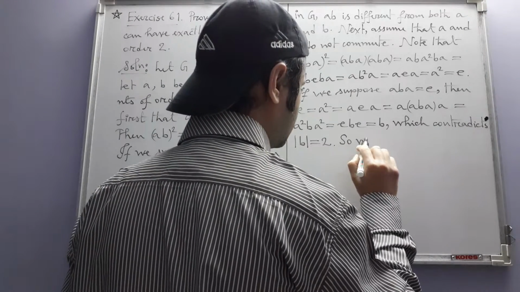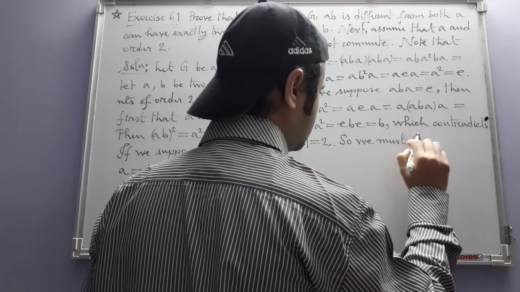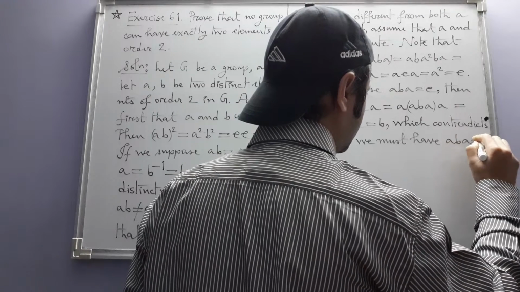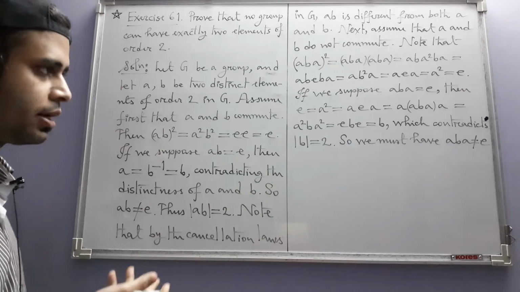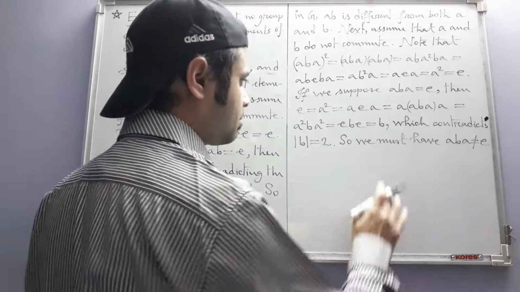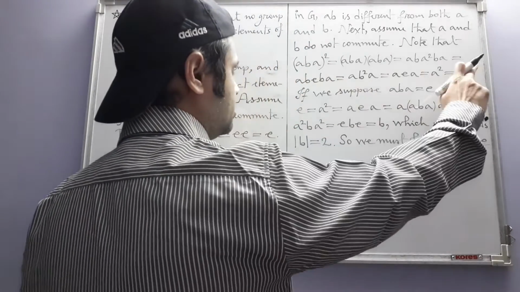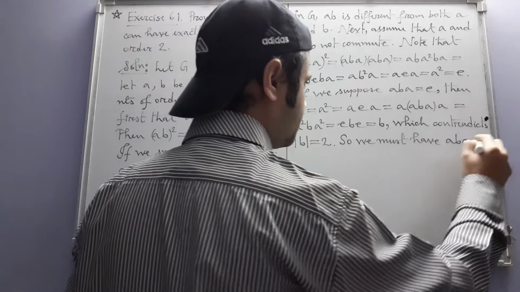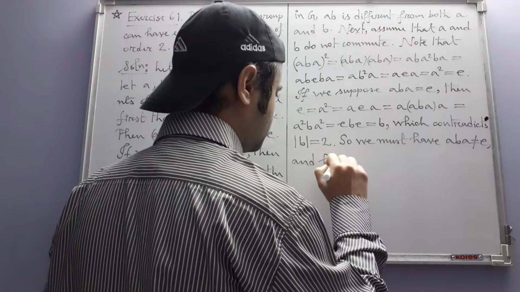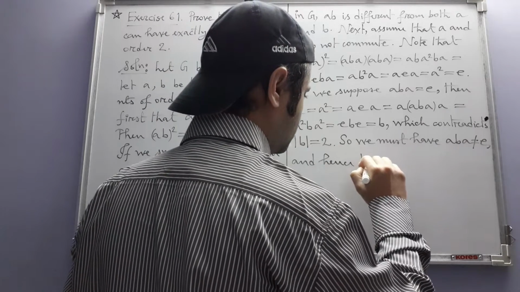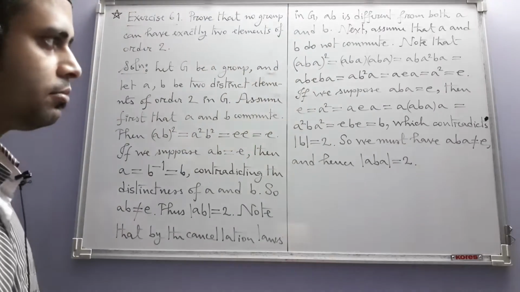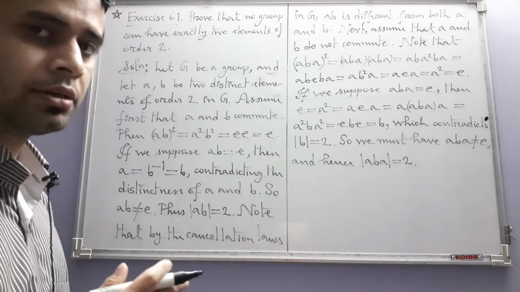So we must have ABA not equal to identity, and just like before, this implies that ABA has order 2, which comes from this one and this equation. And hence the order of ABA is 2. But how is ABA different from A and B?